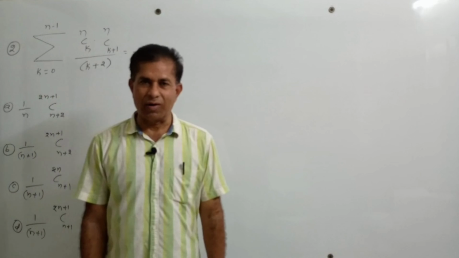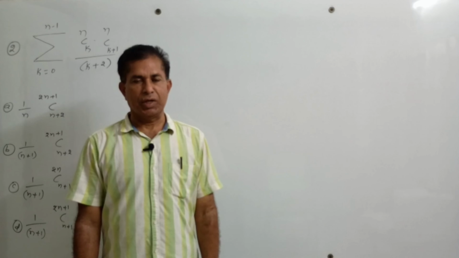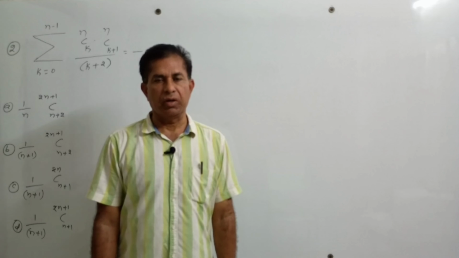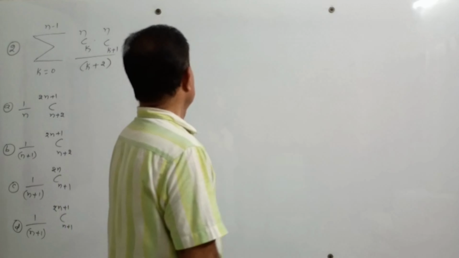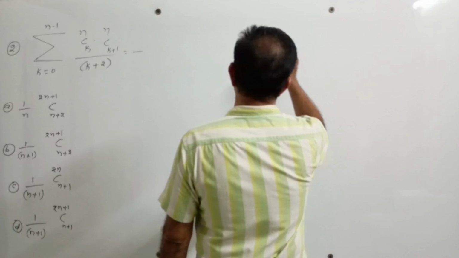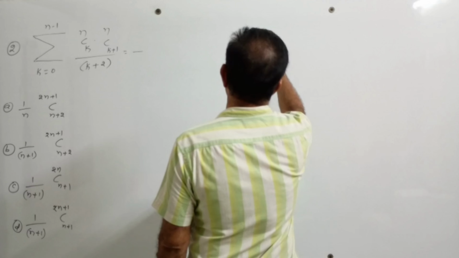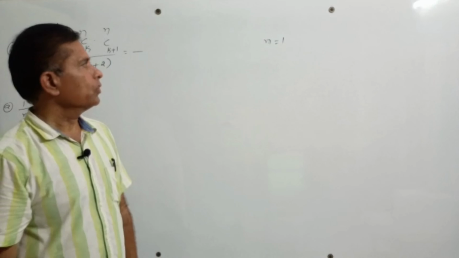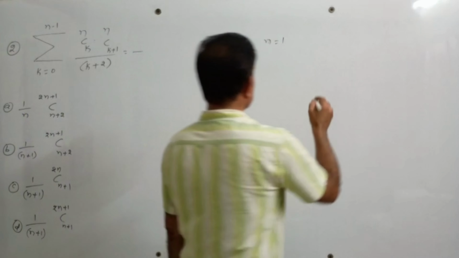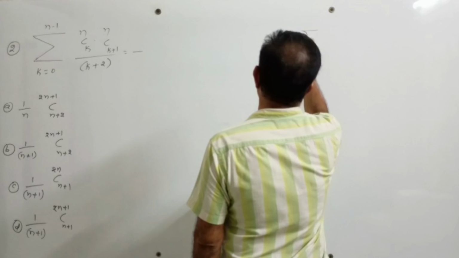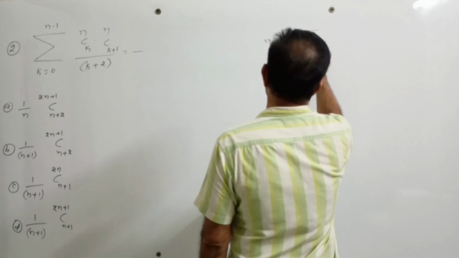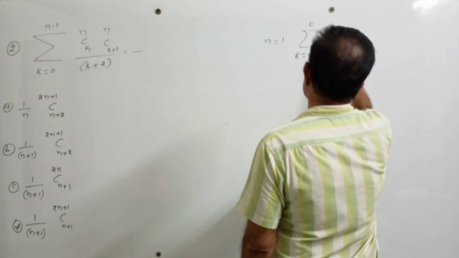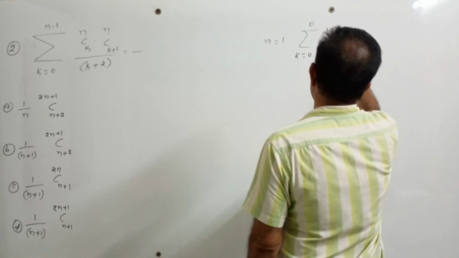I hope you got the solution. So instead of adopting a general method, here also I am taking some particular values. Let us take n is equal to 1. Just I am taking n is equal to 1. So the value of the given sigma, I can write sigma k is equal to 0 to 0. This becomes nCk multiplied with nC(k+1).